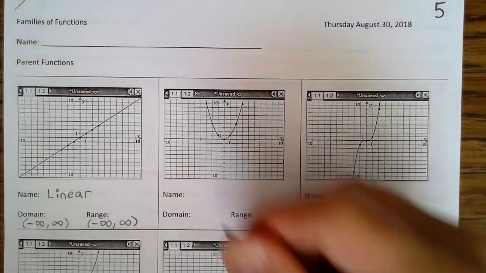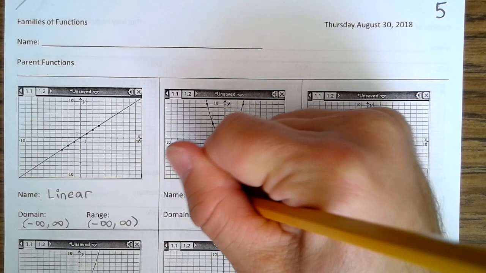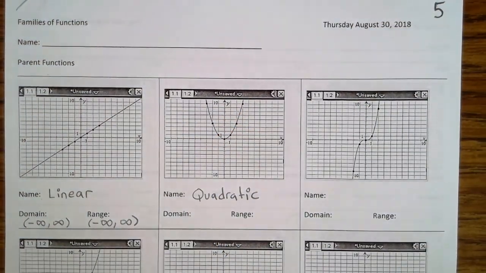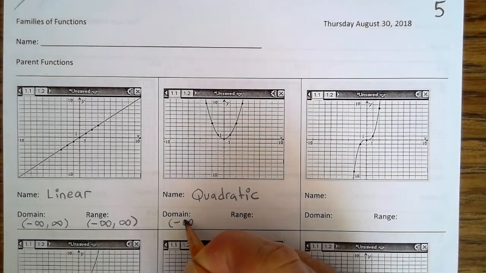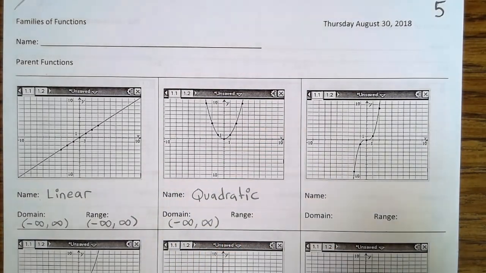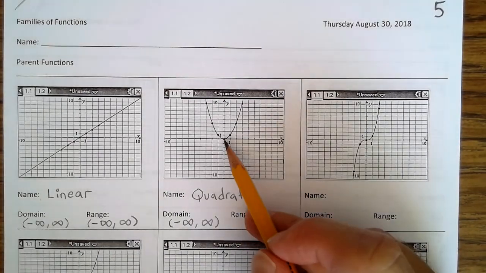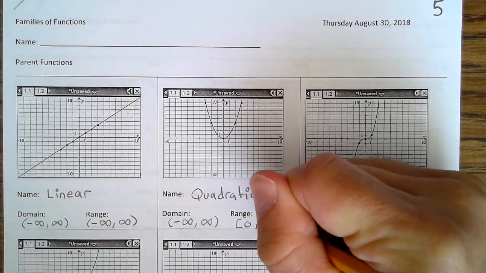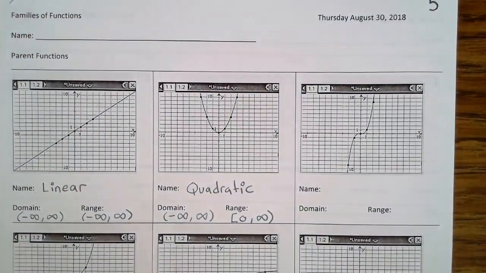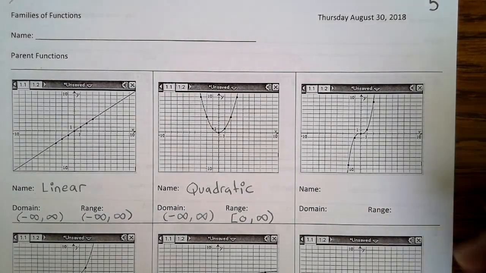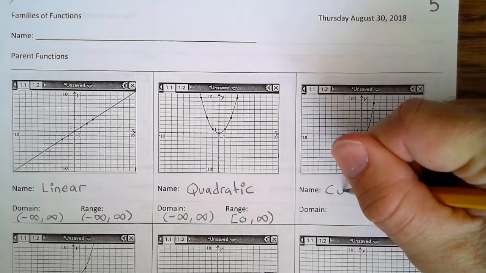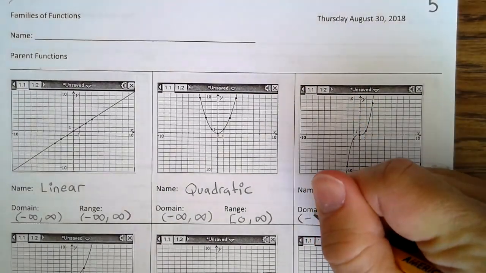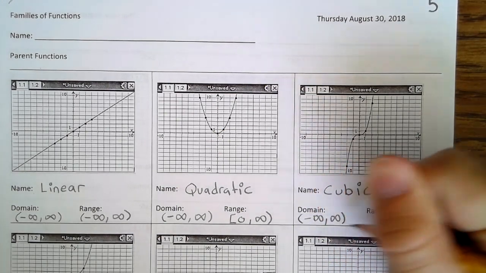Now the next one is quadratic, and the domain is from negative infinity to positive infinity. Now the range, remember, is from bottom to top, so the bottom number is 0. It includes it, so it's bracket 0 to infinity. All right, and the next one is cubic, and the domain and range are both negative infinity to positive infinity.